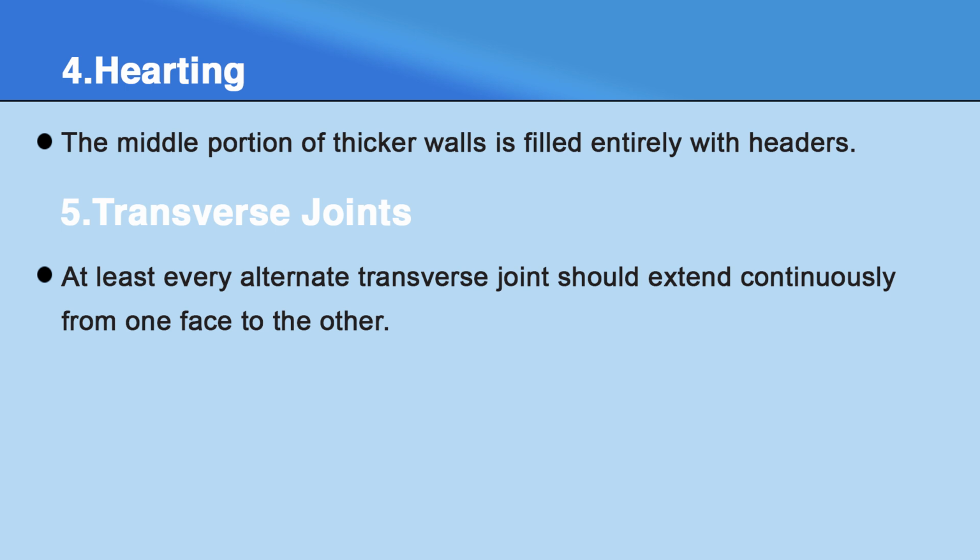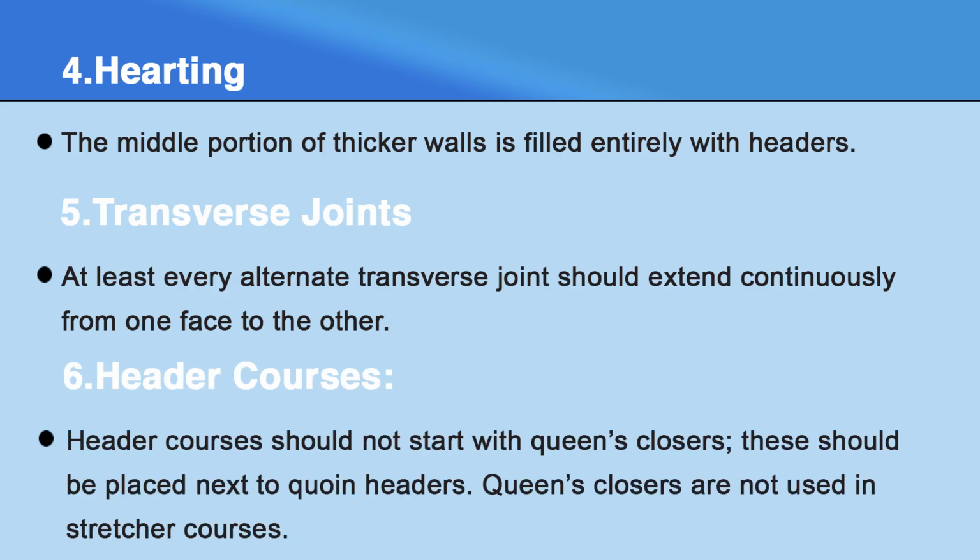It is crucial that at least every alternate transverse joint extends continuously from one face of the wall to the other. This continuity ensures that the wall behaves as a single cohesive unit under load rather than a series of discontinuous layers. Next one is the header course.